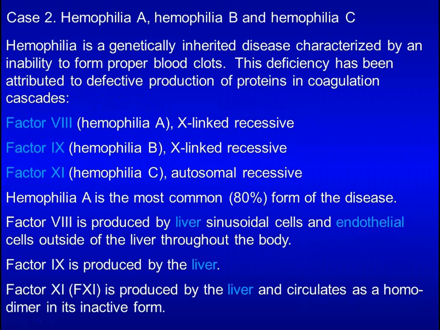Hemophilia A, B, and C are caused by deficiency in factors 8, 9, and 11 respectively. Hemophilia A and B are X-linked recessive, and hemophilia C is autosomal recessive. Factors 9 and 11 are produced in the liver. Factor 8 is produced by liver sinusoidal cells and endothelial cells in the peripheral tissues throughout the body.